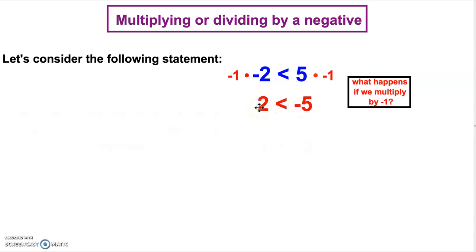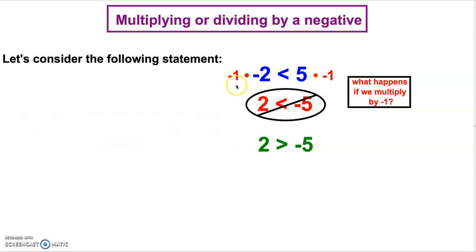Well, is 2 smaller than -5? No, that's not true. So what we need to do instead, when we multiply by that -1, is we have to ensure that our inequality is still true. So the way we do that, we know that 2 is larger than -5. So notice what we had to do in order to make sure that our inequality still held true. We had to flip the inequality when multiplying by a negative.